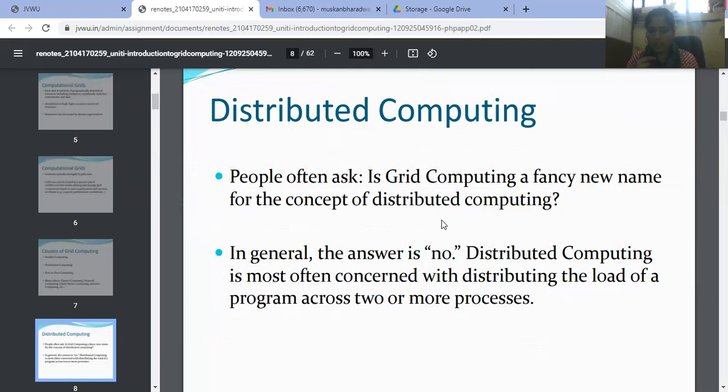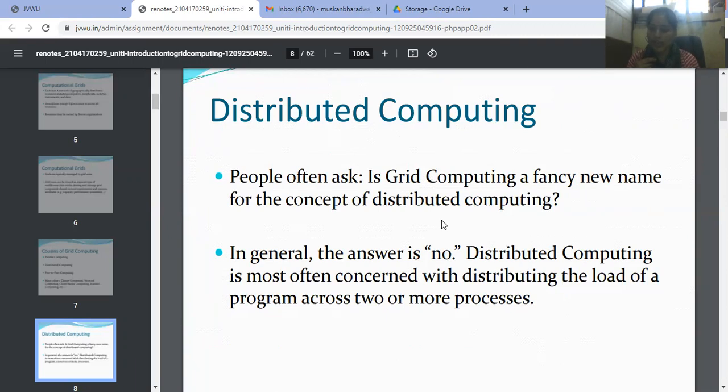People often ask: what is grid computing, a fancy new name for the concept of distributed computing? It would mean grid computing just works as distributed computing. But in general the answer is no. It is not a fancy name for distributed computing. Both are different things.